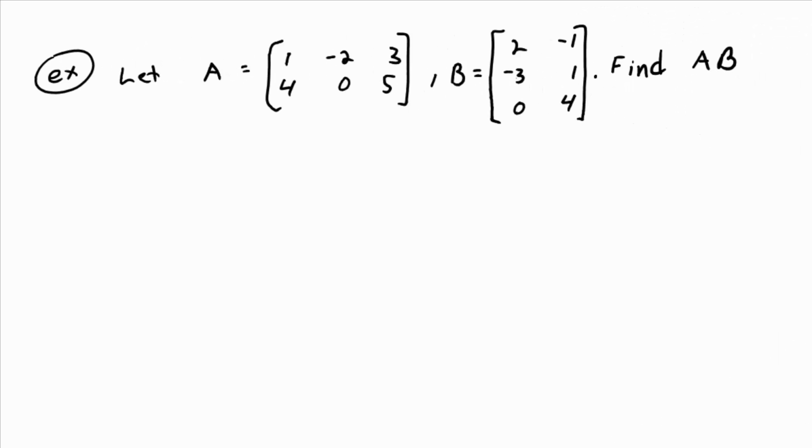So now we have two matrices that aren't either a row or a column. We have matrix A: 1, negative 2, 3, and then 4, 0, 5. And matrix B: 2, negative 1, negative 3, 1, and 0, 4. And we're asked to find A times B. I'm going to write these matrices right next to each other. It's nice to line them up right next to each other when you do the multiplication.